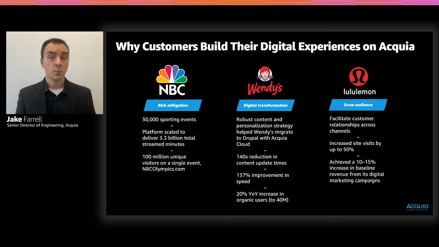In retail, brands like Lululemon are building stronger relationships with their customers by bringing together online and in-store data to create holistic, personalized customer journeys. Aqua is in the business of creating digital experiences. The largest organizations across every industry, from entertainment, retail, education, and government, trust Aqua to securely run and scale to meet their needs when it matters.